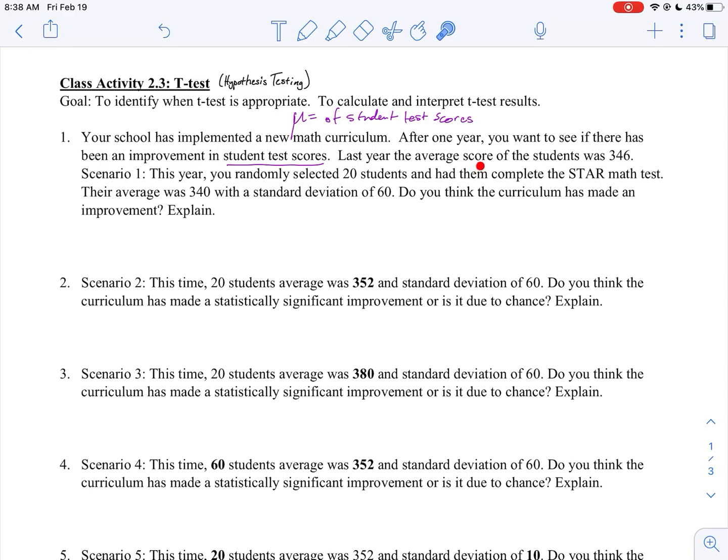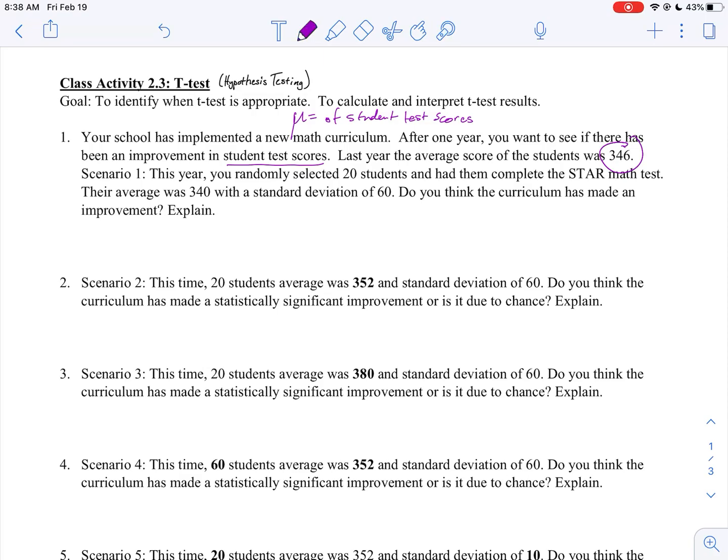Last year, the average score of the students was 346. So here's the setup, and then we've got some scenarios to consider. Imagine that this year you randomly selected 20 students, had them complete the STAR math test. Their average score was 340 with a standard deviation of 60. Do you think the curriculum has made an improvement?